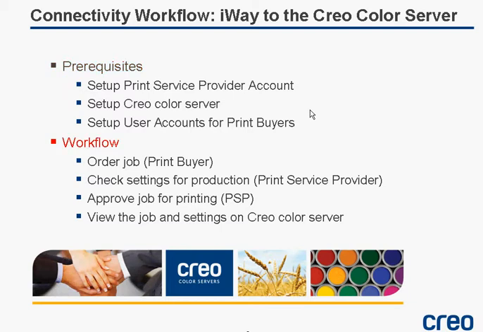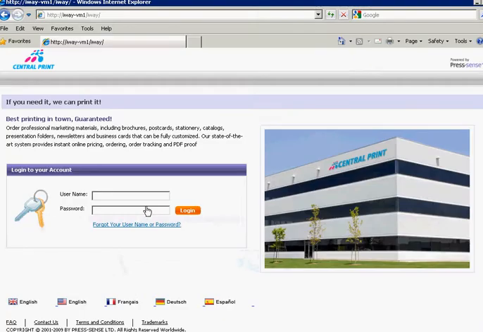In this workflow, we're going to show you how to order a job as the print buyer, check settings for production, and this you perform as the print service provider, approve the job for printing, and then we're going to view the job and settings on the Creo Colour Server. So let's start on the iWAY.